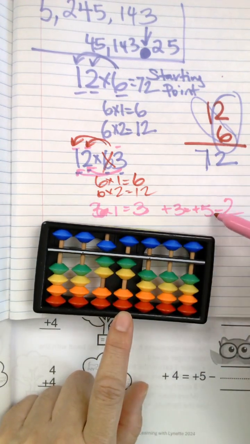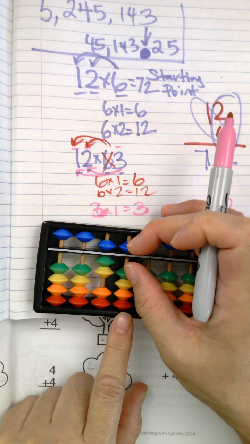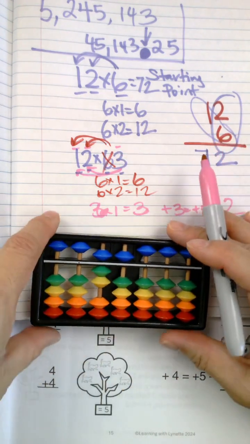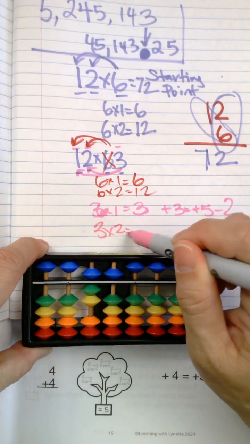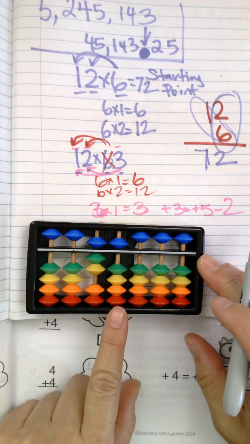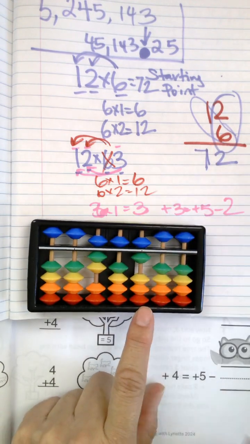We have 5 minus 2. So I'm going to add the 5 and take away the 2. Now what do we do? We do 3 times 2. 3 times 2 is 6. So what is 6? 6 is a single digit. So I go back one column and I add my 6. Whoa, that was easy.